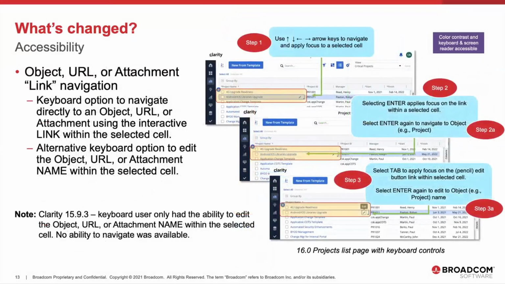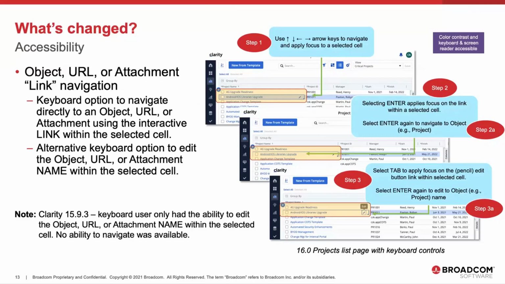There is now a keyboard option to navigate directly to that object. In other words, a project name, idea name, or a URL or an attachment, using that interactive link that is presented within the cell within a grid. And there's an alternative keyboard option to edit either one of those, the object, the URL, or the attachment within that selected cell. It was great to see this addition make it into the release for keyboard users.